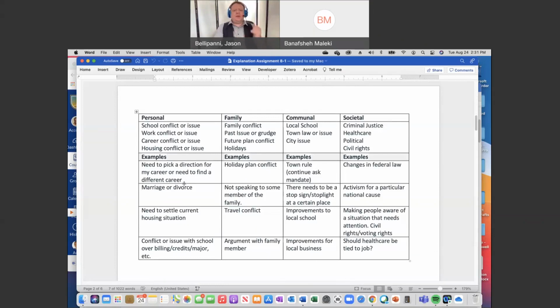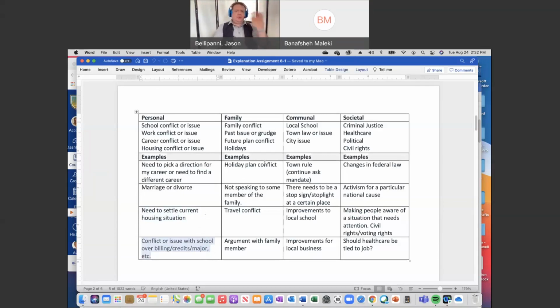Like specific examples, getting married is an event, so there's maybe conflict in that, like where we're holding the reception or something. Divorce, obvious conflict. How to handle and how to talk to the person that you're divorcing. Housing situation, conflict over billing or credits, or with school, choosing a major or something like that. It could also be family, like the one that I talked about.